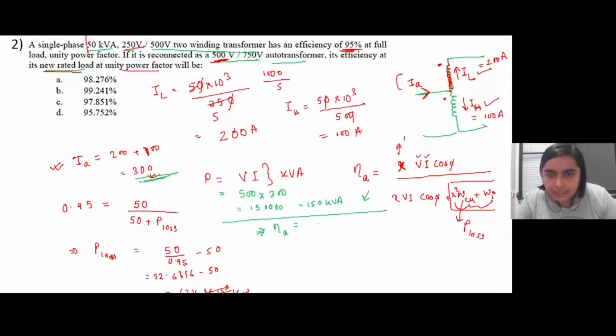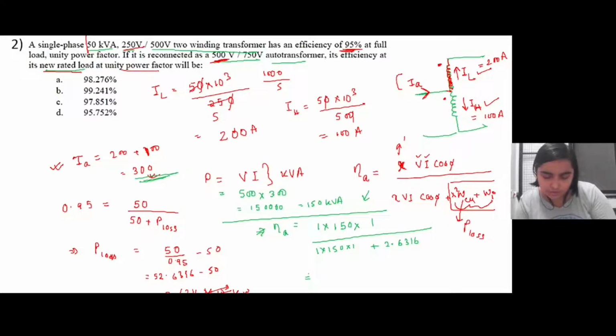So for the auto transformer, X is 1, rating is 150, operating at unity power factor, so 1 into 150 into 1, plus the losses, 2.6316. Just calculate this: 150 by 150 plus 2.6316 is 98.27. So it is 98.27% efficiency. This is option A.